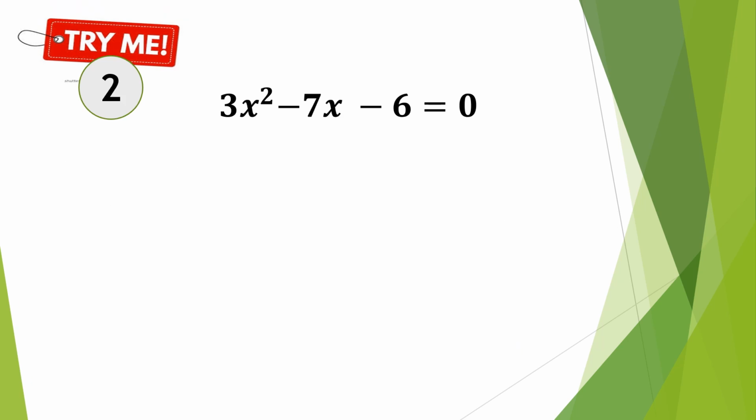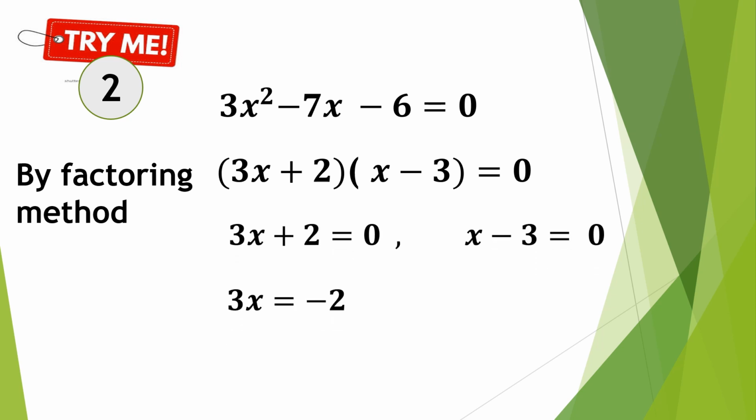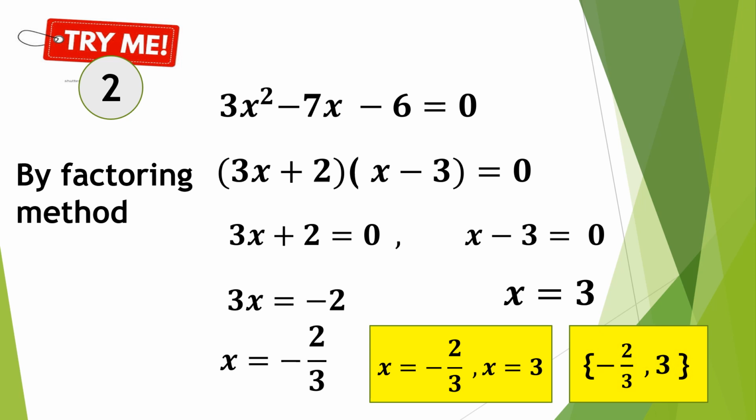Next, example number 2. 3x squared minus 7x minus 6 equals 0. So notice that this is already expressed in standard form. Now let's try to solve this using factoring method. Its factors are no other than quantity 3x plus 2 times quantity x minus 3 equals 0. Applying the zero product property, equating them both to 0, we'll be having here two roots, which are x equals negative 2/3, and the other root is x equals 3. So therefore, the solution set is negative 2/3 and 3. So this is applying the factoring method.